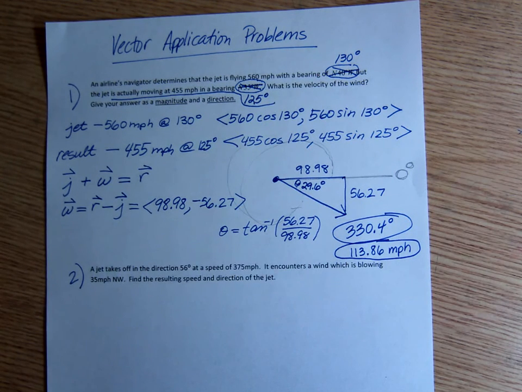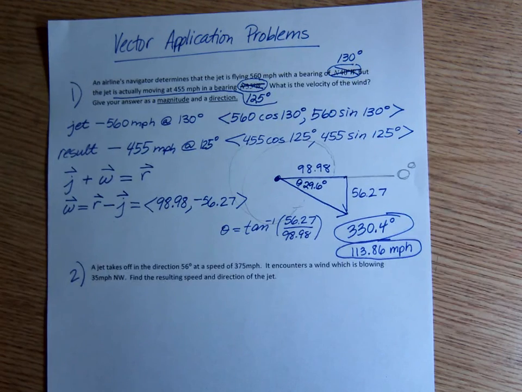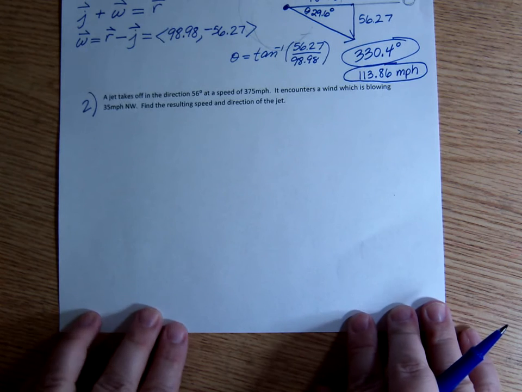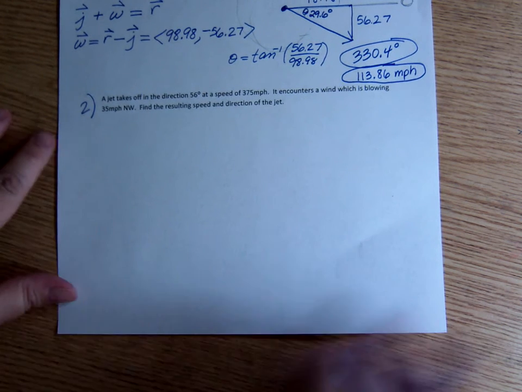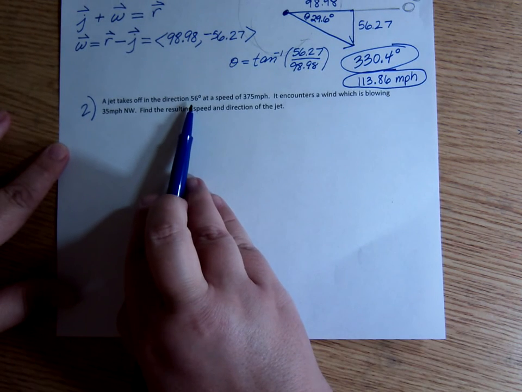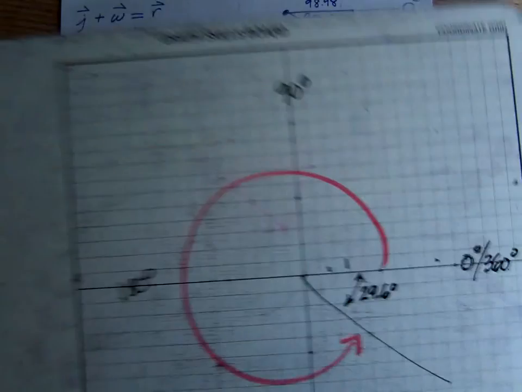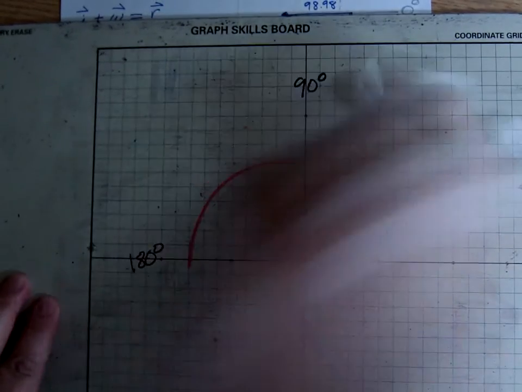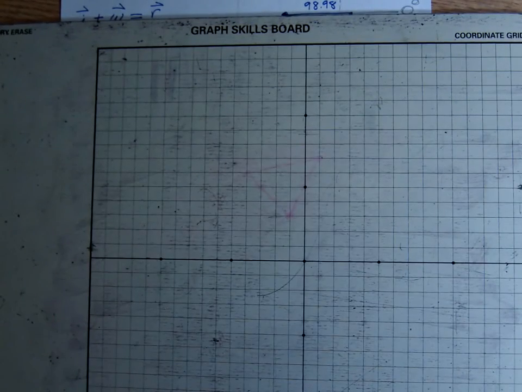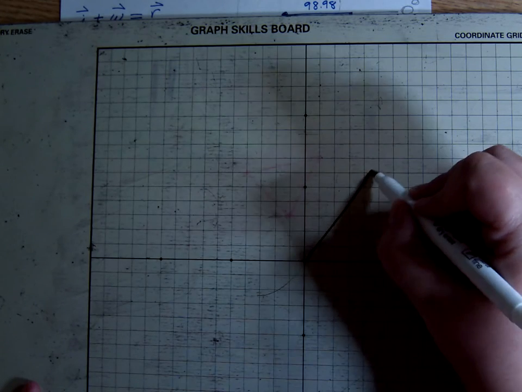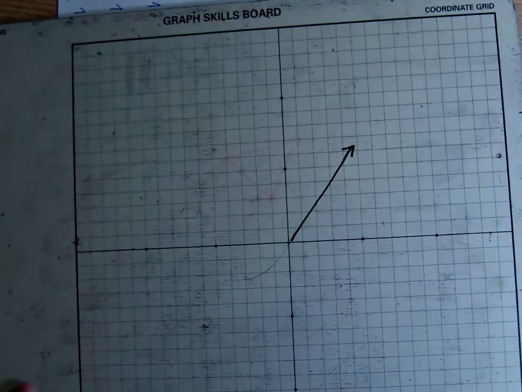All right, next. Number 2. Actually much easier because of partially where it is and partially the fact that I don't have to translate the directions. It says it takes off in the direction of 56 degrees. Okay, so let's go ahead and look at it on the grid. 56 degrees is in the first quadrant. So this is the direction.